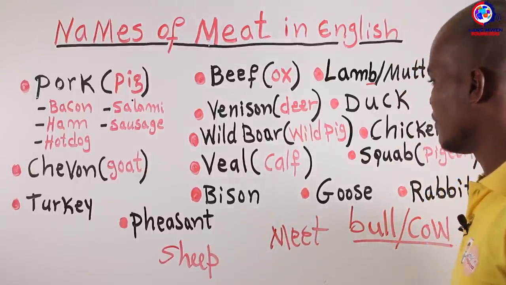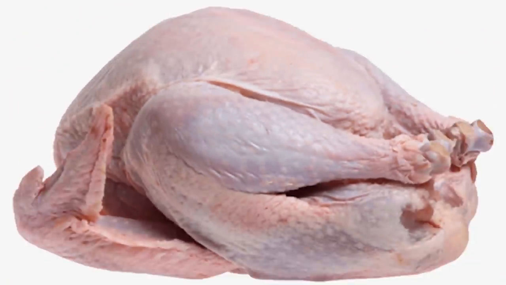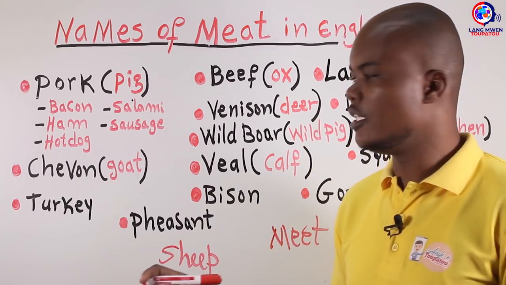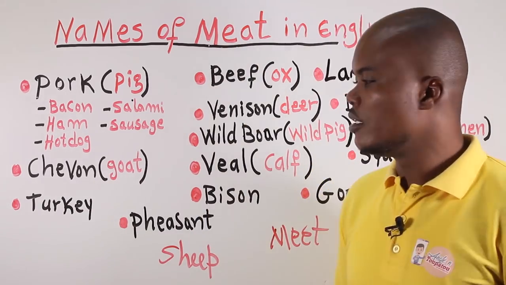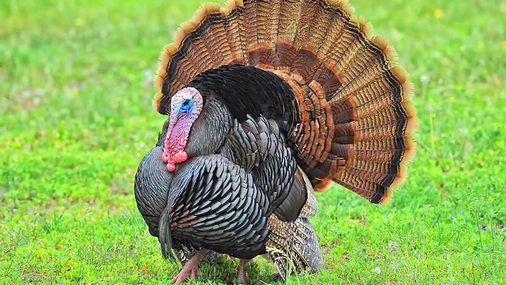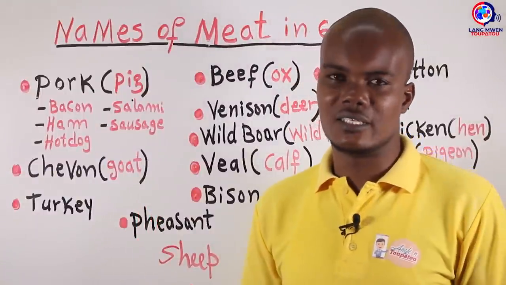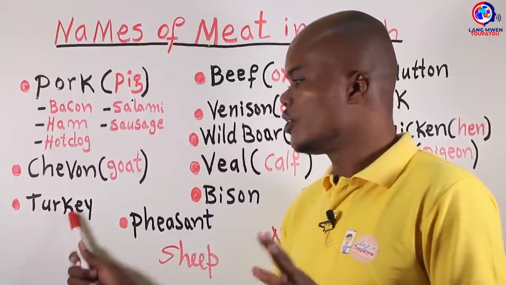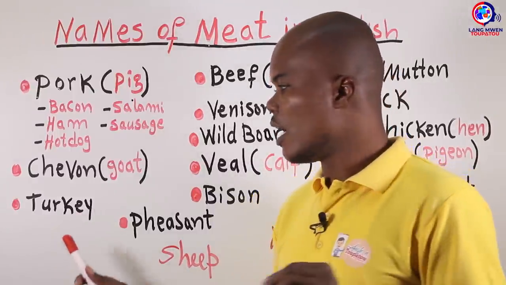And after, we got turkey. This is the meat of a bird. This bird is turkey. I'm not talking about a country. I'm talking about meat, you know, meat. So the fowl is turkey. This is what they use in Thanksgiving in USA or United States of America.